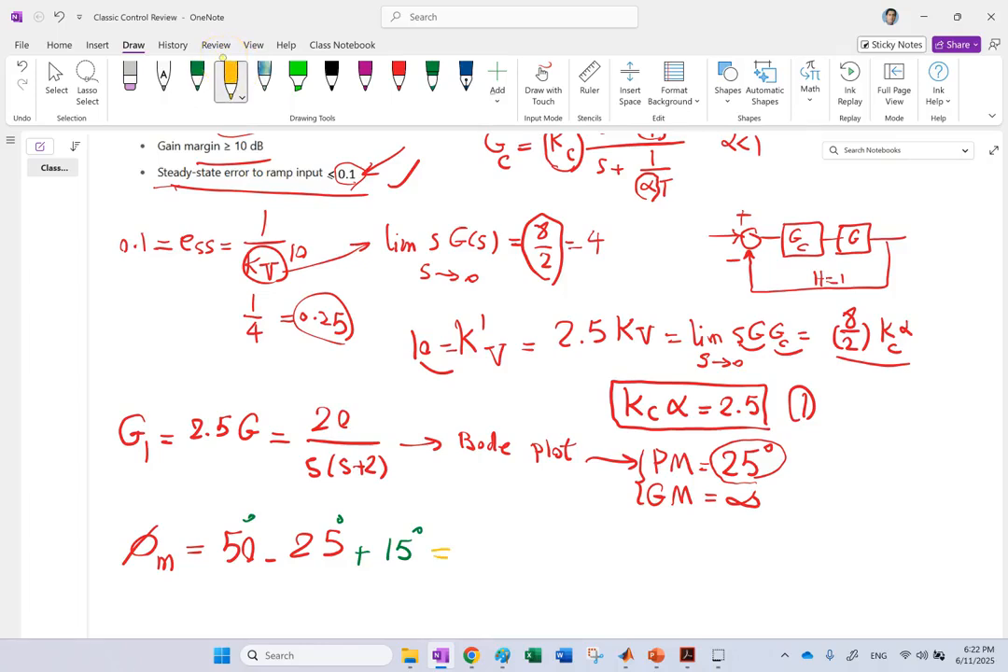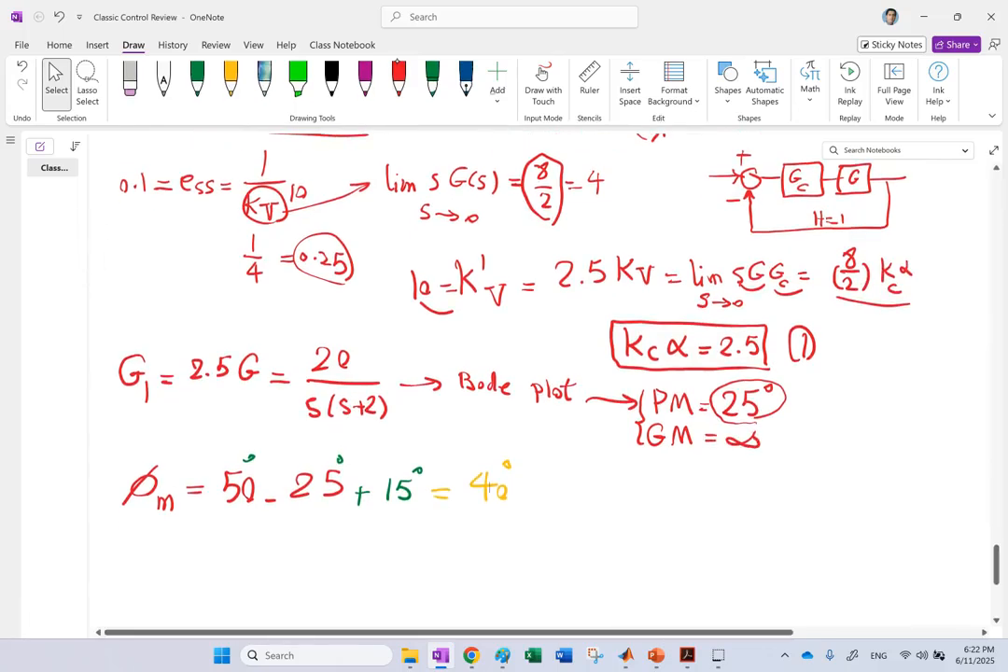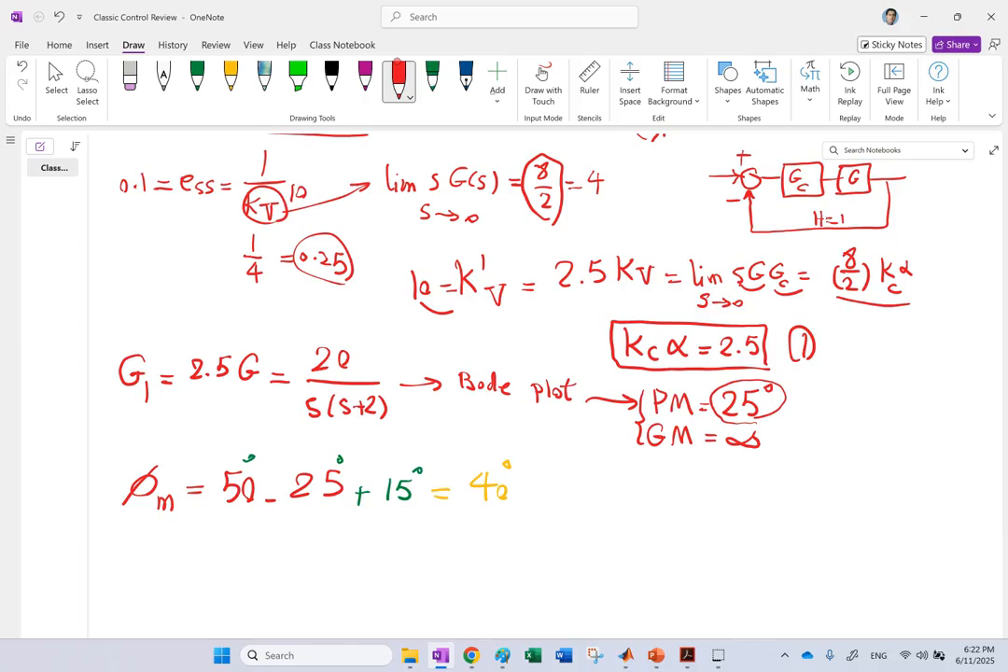So the phase that I need is how much? It is about 40 degrees. I need a 40 degrees contribution from the lead compensator to get the phase margin that I want. Okay? Now, if that's the case, I can find alpha from this angle. In a lead compensator, there is a relation between alpha, the attenuation factor, and the maximum contribution phase. And that is the formula: alpha equals (1 minus sine of phi m) divided by (1 plus sine of phi m).